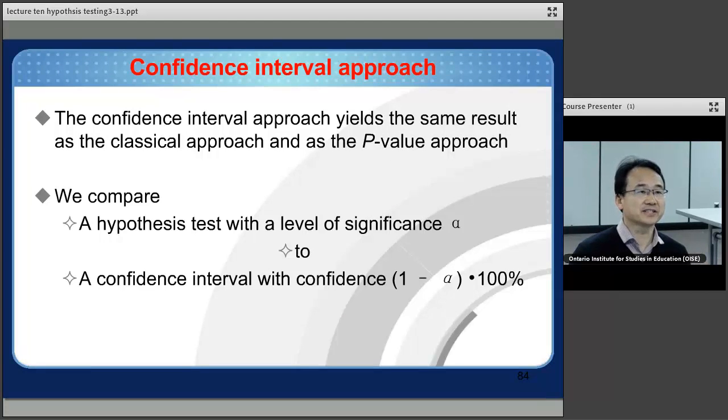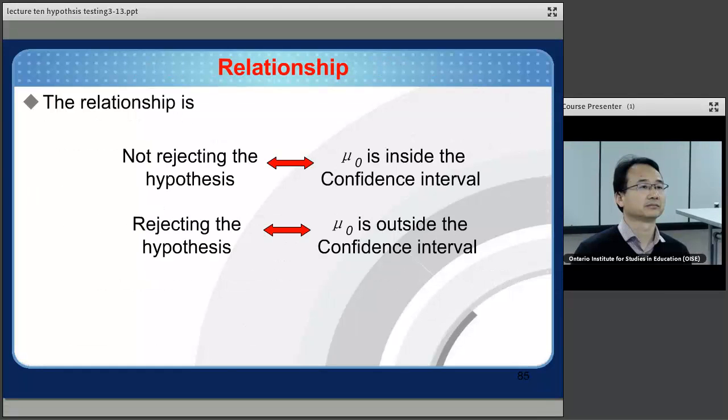We compare a hypothesis test with a level of significance alpha to a confidence interval with a confidence level. We know that the significance level alpha is equal to 1 minus the confidence level. So these use the same alpha: alpha is the significance level, and 1 minus alpha is the confidence level. The relationship is that we do not reject the null hypothesis when the null hypothesis about the population mean is inside the confidence interval. But we need to reject the null hypothesis when the population mean under the null hypothesis is outside the confidence interval.